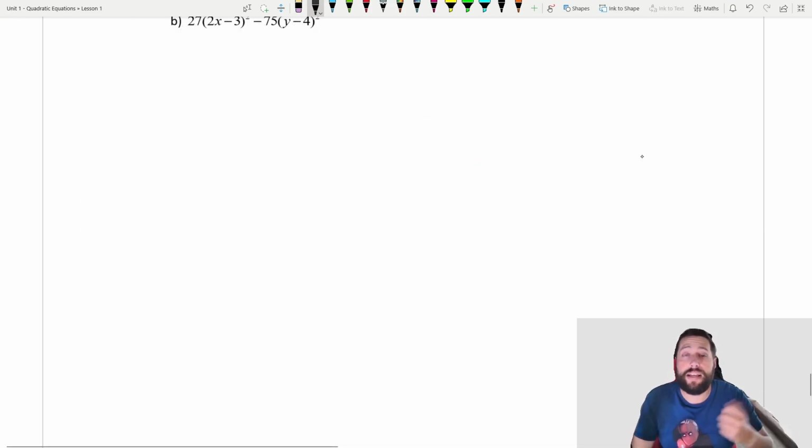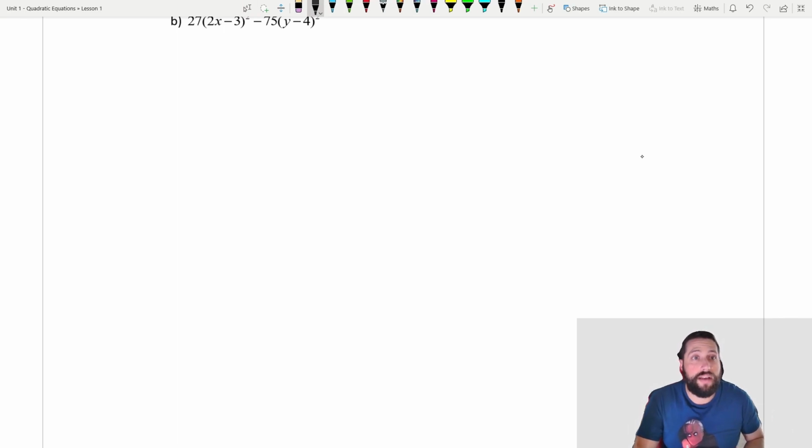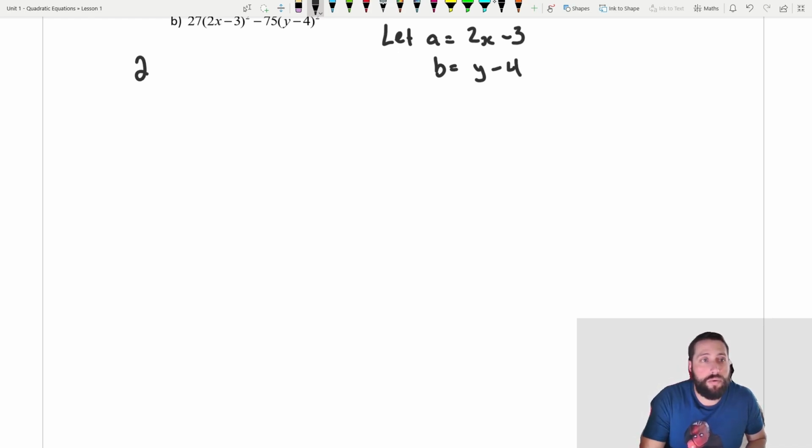Okay, last one for B. So this is 27 times (2x minus 3) squared minus 75 times (y minus 4) squared. So again, same thing. Let a equal 2x minus 3, and let b equal y minus 4. So it's going to be 27a squared minus 75b squared.